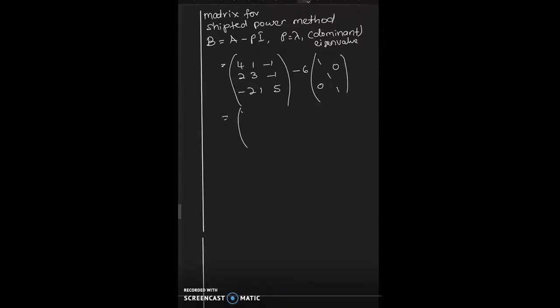So 4 minus 6 is negative 2. 1 minus 0 is 1. Negative 1 minus 0 is negative 1. All right, 3 minus 6 is negative 3. You go to the diagonal. 5 minus 6 is negative 1. So you focus on the diagonal. The rest of the values are similar. Right, so that is matrix B.